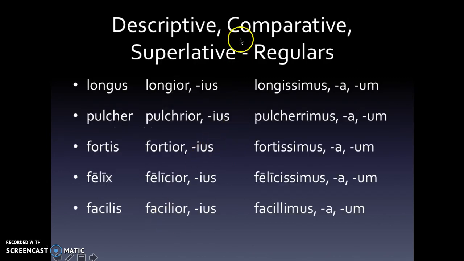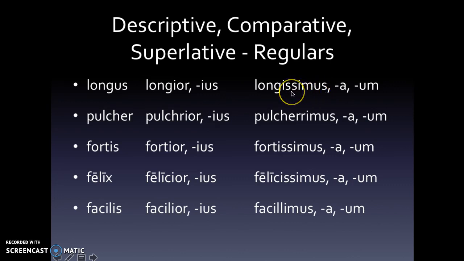Just like in English, Latin has some irregulars. So, we have our regulars here. Longus is just a regular descriptive, saying something's long. Longior is the comparative, saying that something is longer. Longissimus is the superlative, saying that it is the longest. The comparative is really easy to remember because it sounds like our more. So more beautiful, more strong, more lucky, more easy.